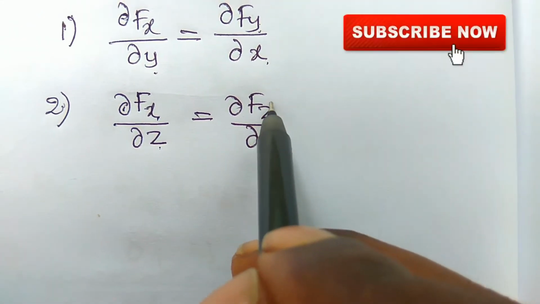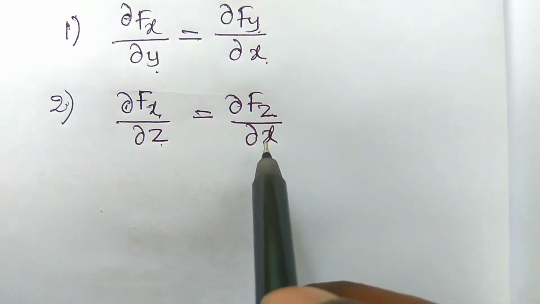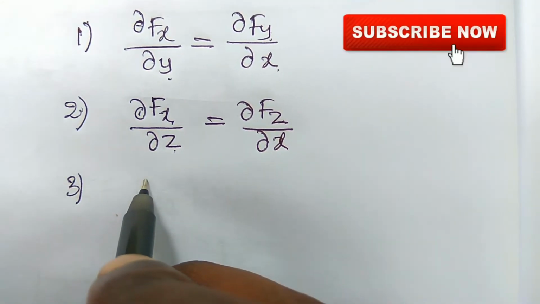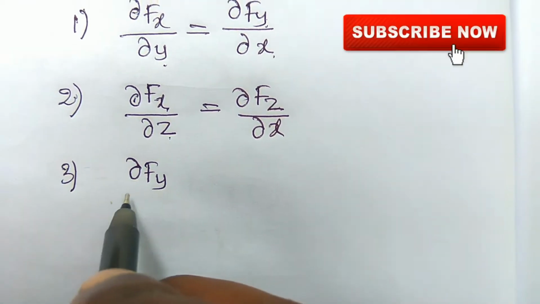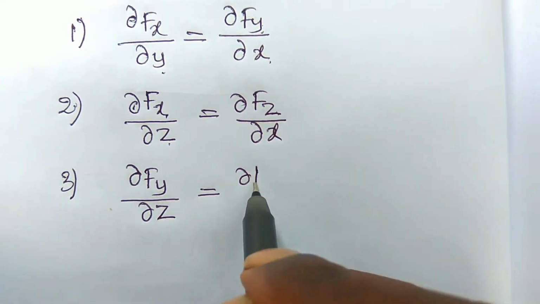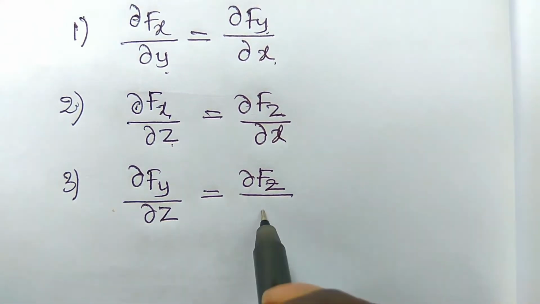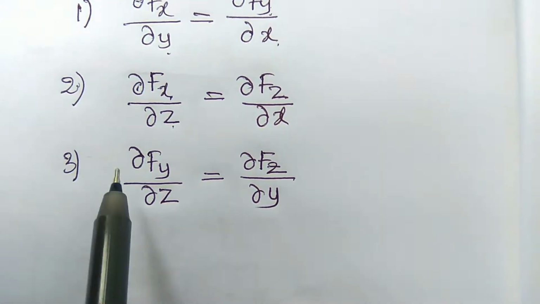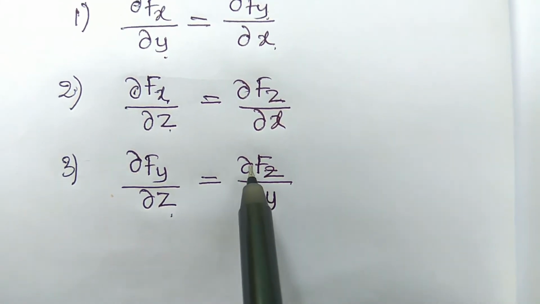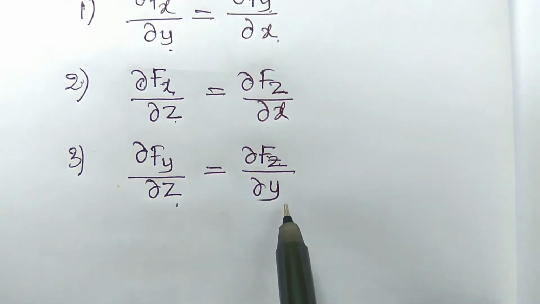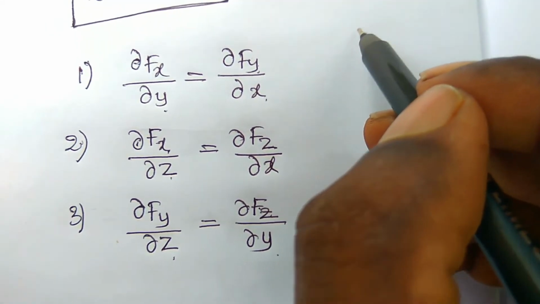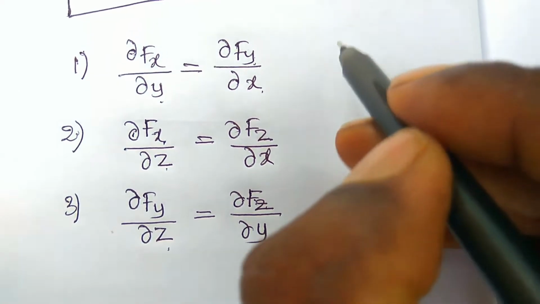Differentiation of the force along the z direction with respect to x. And the third one, del fy by del z is equal to del fz by del y. The differentiation of the force along the y direction with respect to z, and the differentiation of the force along the z direction with respect to y. If these three are satisfied, then it can be called a conservative force.